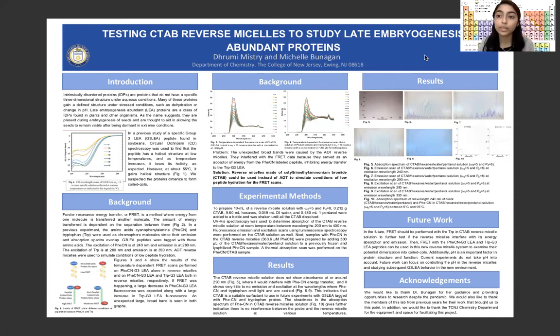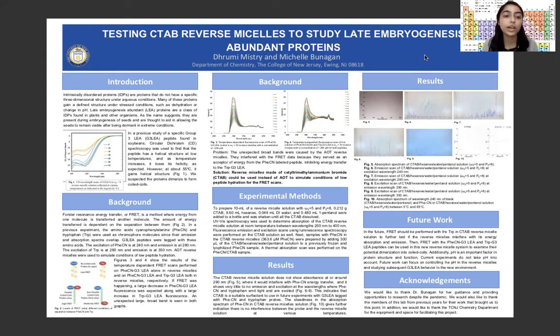So I'll first be giving a general overview and then going a little bit more in depth. So my general overview. We are studying group 3 LEA, or late embryogenesis proteins, found in soybeans. And these proteins are part of a large, broader group of proteins called intrinsically disordered proteins.